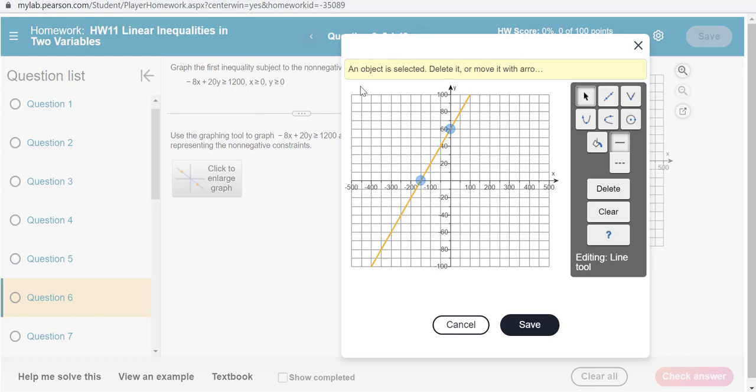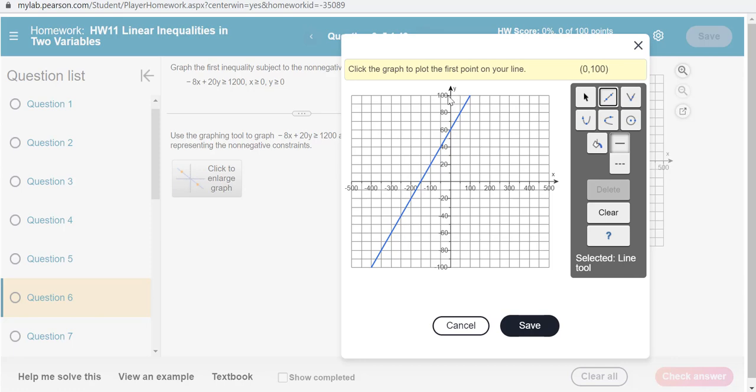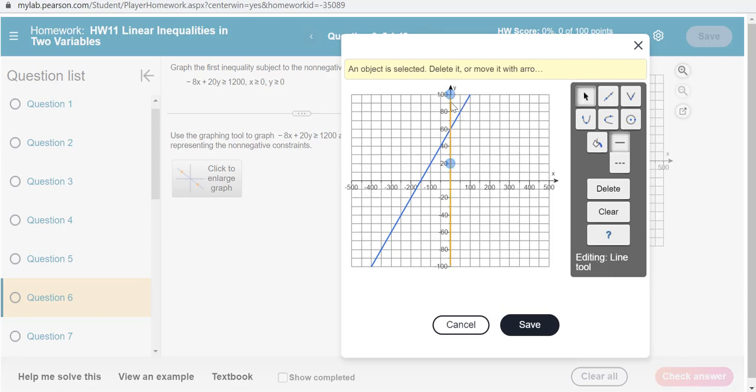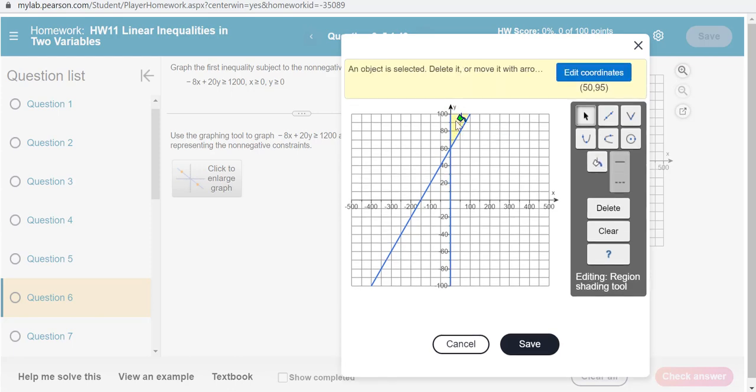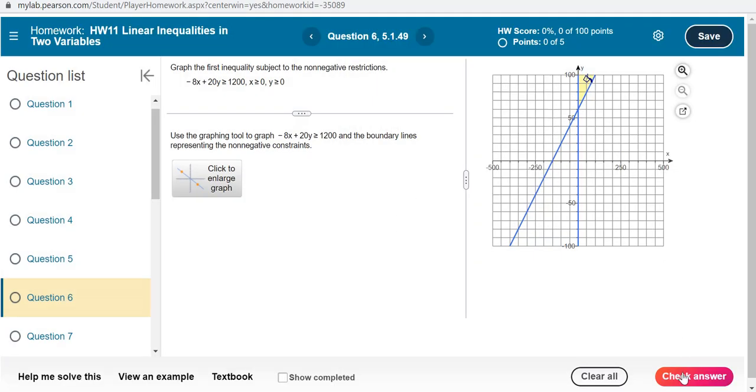So now I want to restrict it to the first quadrant. I'm also going to do another line here. That's my x greater than or equal to 0. Now I could do my y greater than or equal to 0 if I wanted to, but next I'm going to see if I can shade just this piece. Delete. Okay, edit coordinates. I am good with that, and I'm going to say check answer.